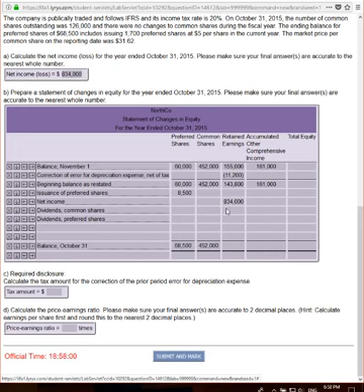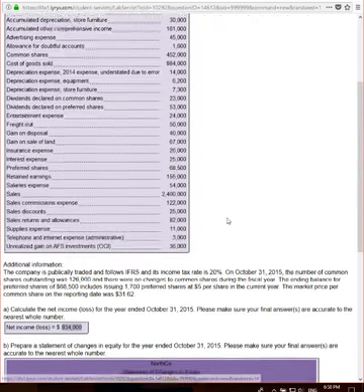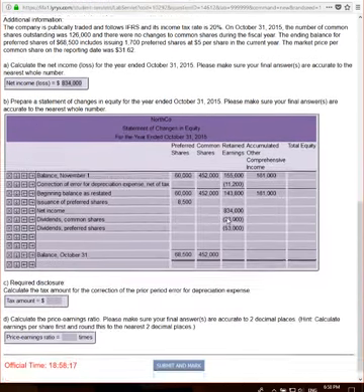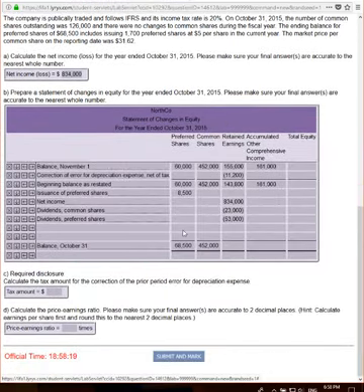Let's put those in here, and I suspect we should put them in as negative numbers. Oh, now I'm not sure if I'm remembering them correctly, whether the preferred shares is 53, dividends declared on common shares is 23. Yeah, that looks right. Okay.